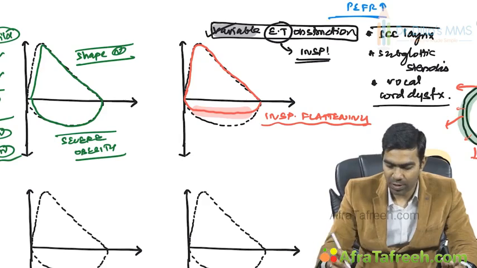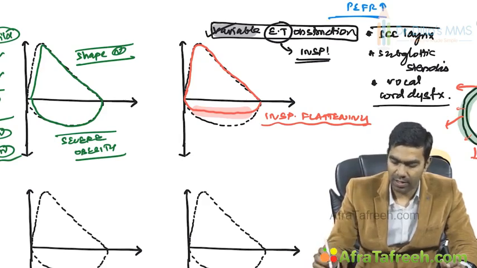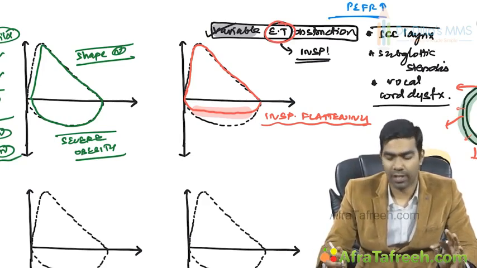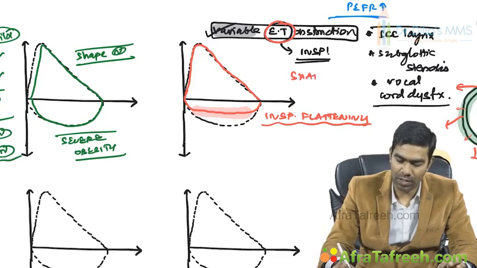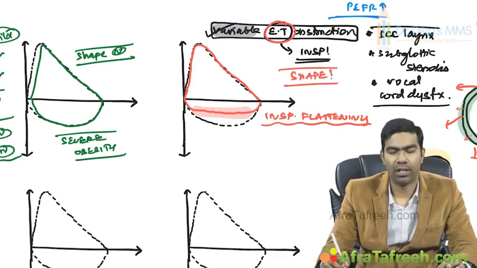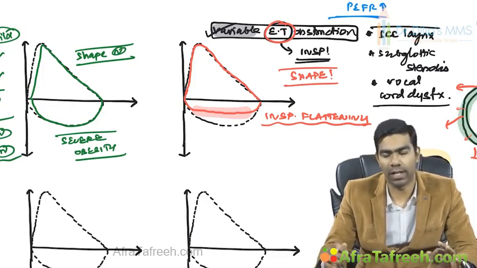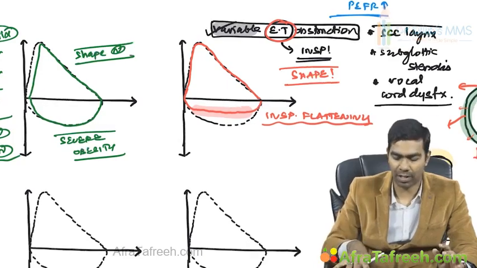Clear? So to identify this extrathoracic, especially the large airways obstruction, it is very important to see the shape of the curve. Without the shape of the curve, you cannot identify the large airways obstruction. So the most important thing is finding out the shape of the curve. I'll tell you why it is important in some time, but first listen and understand.